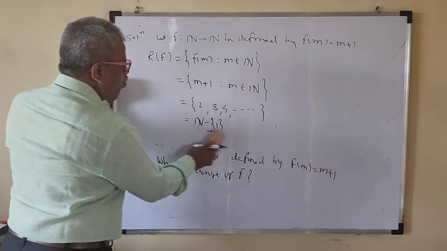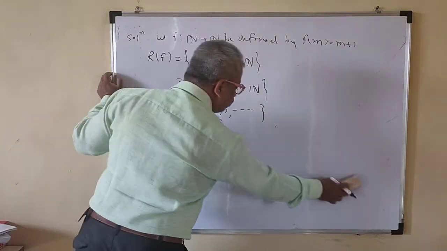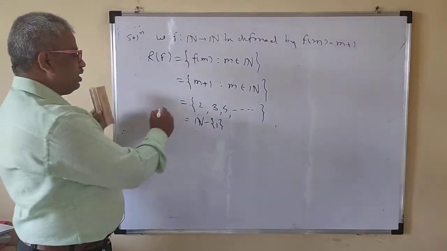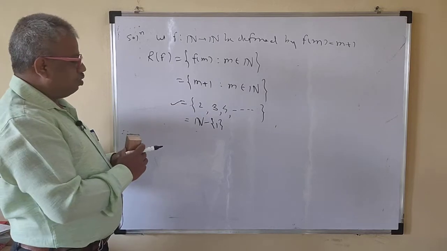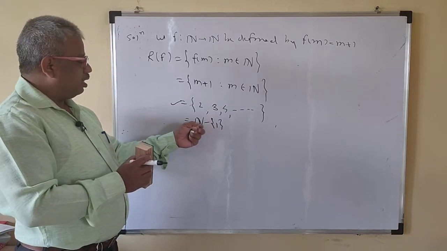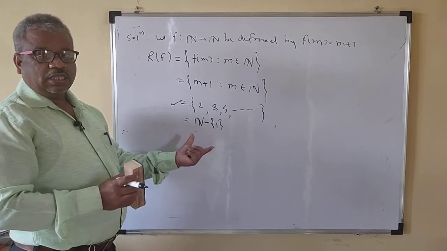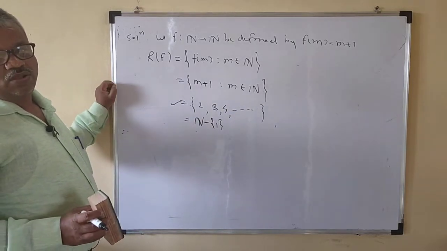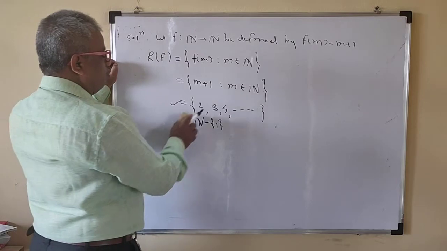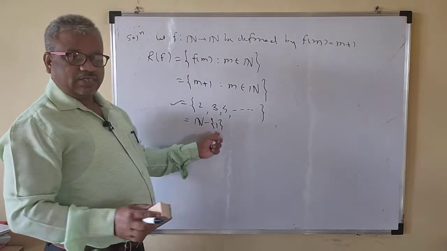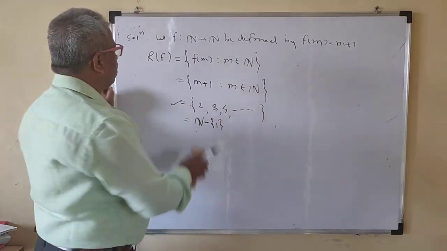So if you can write this as N minus 1, otherwise keep this as it is. So this is the set of natural numbers minus 1. That means the range of f is the set of all natural numbers except 1. If you are not able to write this, don't write this, just keep this as it is.